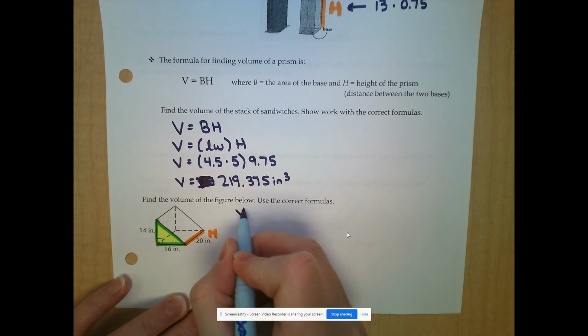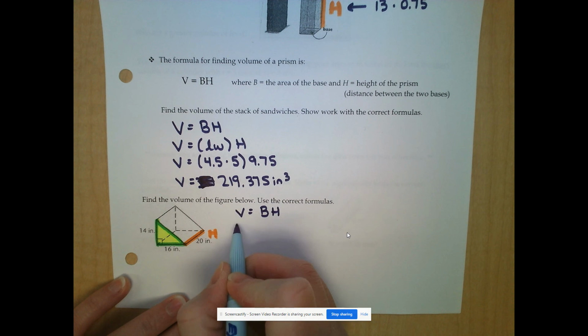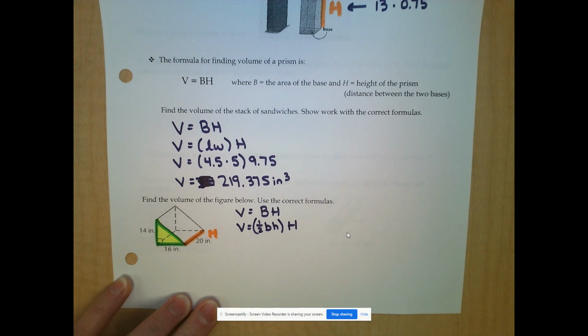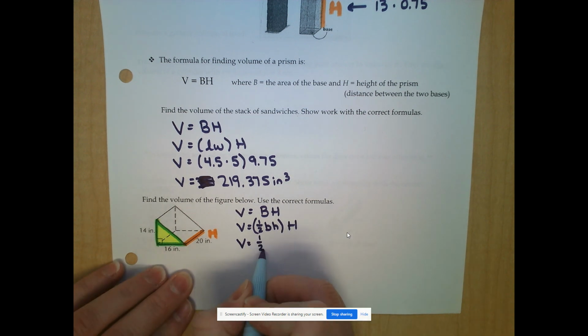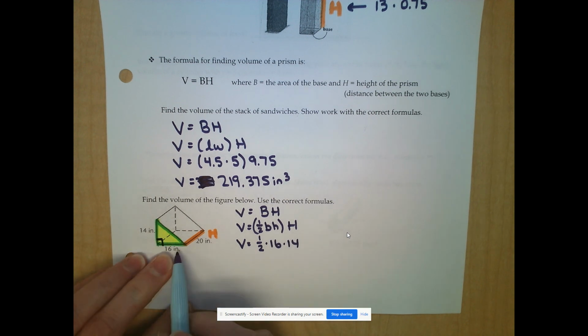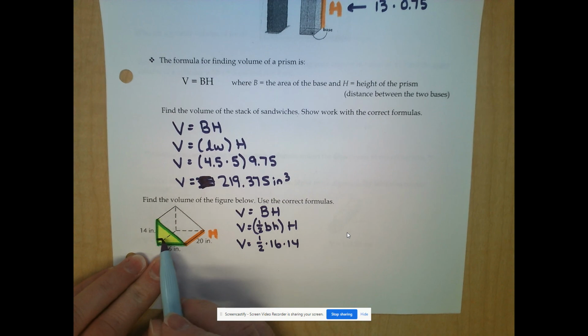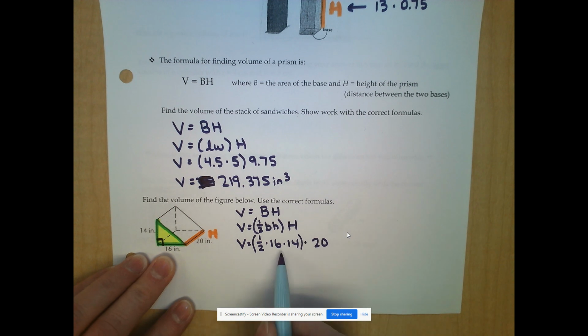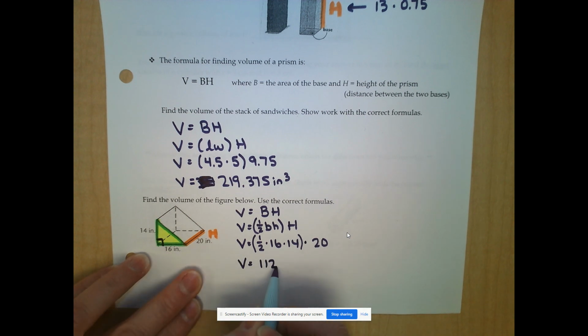So volume for a triangular prism is still area of the base times the height. For a triangle, 1/2 times B times H, and then times the overall height of the prism. So volume is going to be 1/2 times 16 times 14. Remember, the 16 and the 14 make a right angle. They're your base and your height on the triangle, the two-dimensional face there. And then times the overall height of the prism, which is the 20. The 1/2 times 16 times 14 gives you 112 times the height of the prism, 20, and the volume is going to be 2,240 inches cubed.